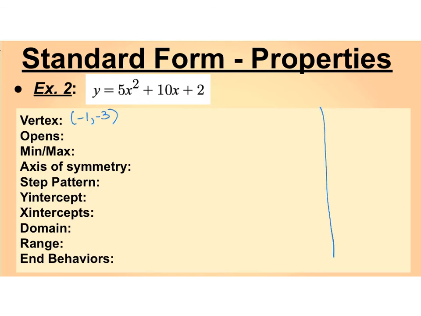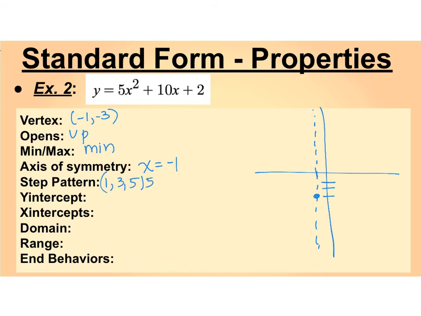And I'm going to graph this at the same time. So (-1, -3). It does open up because my a value is positive. Because it opens up, this is going to be a minimum. My axis of symmetry comes from the x of my vertex, so x equals -1. And we're going to dot in that line as part of my graph. The step pattern, which would normally be 1, 3, 5, I'm going to multiply that by 5, so it becomes 5, 15, 25, and you can see that this is in fact vertically stretched by a factor of 5.